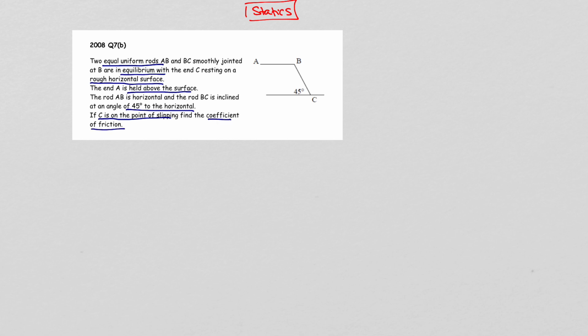So the first thing we're going to do is mark in all our forces on our diagram. So A is held above the surface, and we're not told at what angle it's held above the surface. So we'll just call that theta, because AB is horizontal, so it's going to be at an angle of theta with respect to the ground. And we'll call that force S. We have two equal rods, so I'm going to say the length of the rods to be 2L.